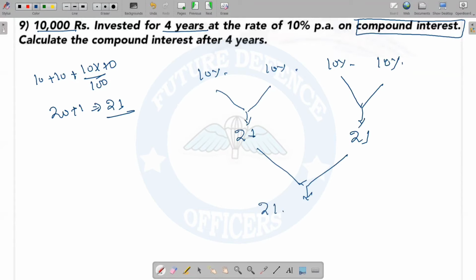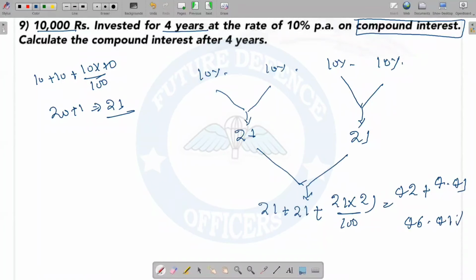So it will be 21 plus 21 plus 21 into 21 upon 100. So we got here 42 plus 4.41, so we got here 46.41%. Now this much percent is the interest for the 4 years. If this is simple interest, it will be simply 40%, but it is compound. That's why 6.41% has been added.